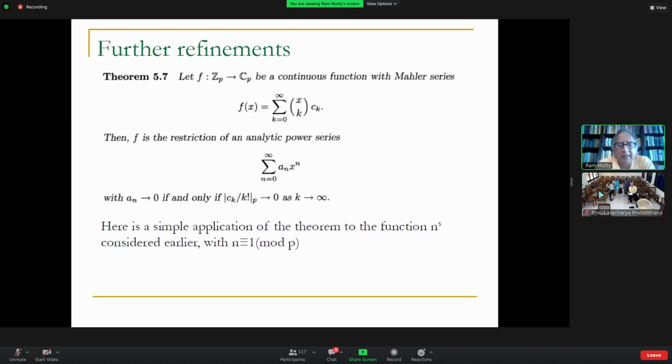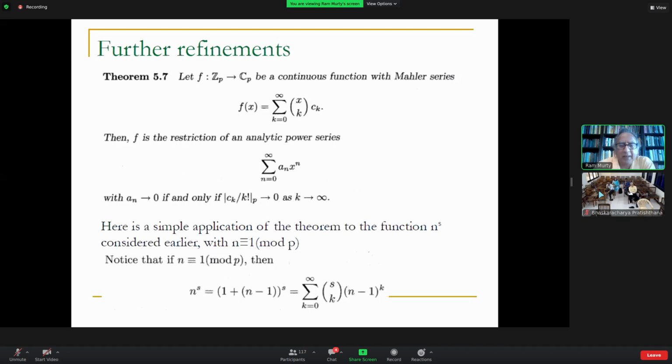And a simple application of this particular theorem to the function n to the s, which you considered earlier, with n congruent to 1, tells us that n to the s can be written as 1 plus n minus 1, to the power s. And then using the binomial coefficient, you see that it's equal to the sum from k equals 0 to infinity of s choose k times (n minus 1) to the power k. Now, since n is congruent to 1 mod p, n minus 1 is divisible by p, and (n minus 1) to the power k is divisible by p to the k. Therefore, this coefficient actually is going to 0 in the p-adic metric.